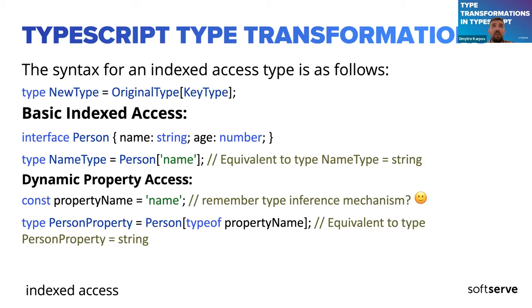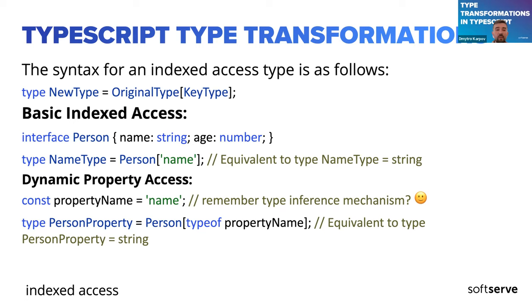As a simple example of how it looks, we have a new type, which is somehow extracted from the original type and key type. I know that sounds a bit weird, type everywhere, but come on, we are working on the type level. Let's see some basic indexed access example. We have an interface Person and we have a few properties, name and age. Name is a string and age is a number type. And we have NameType. What we are trying to do using indexed access is extract the type of the name property.